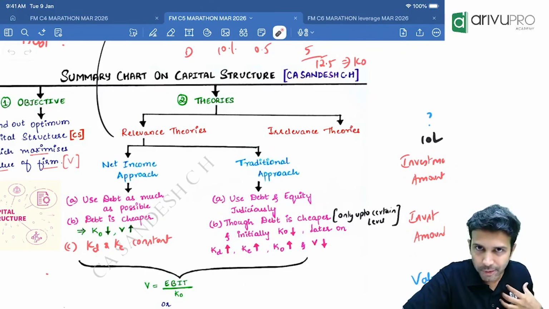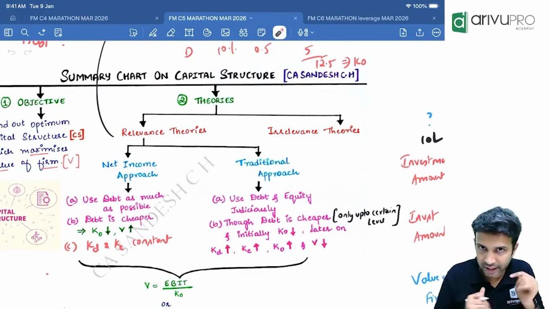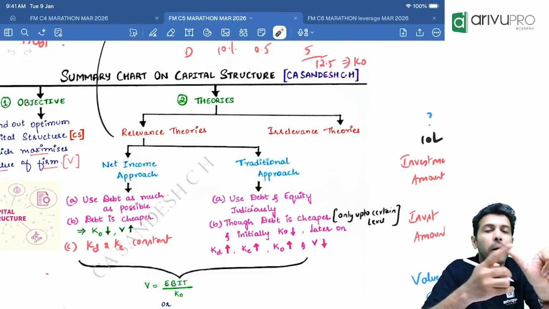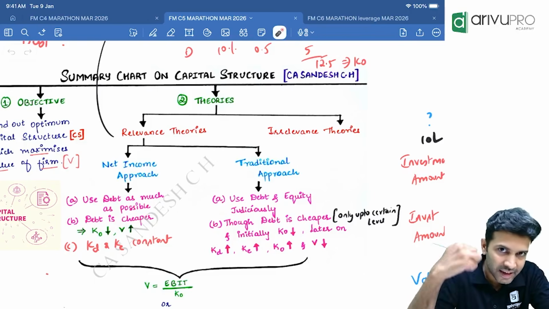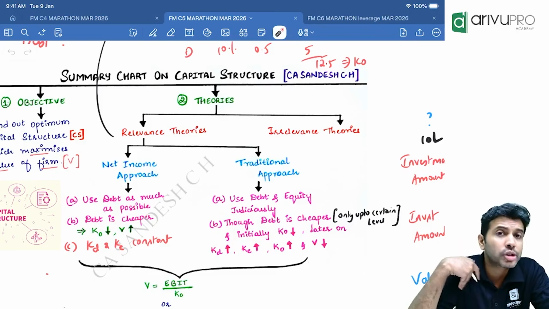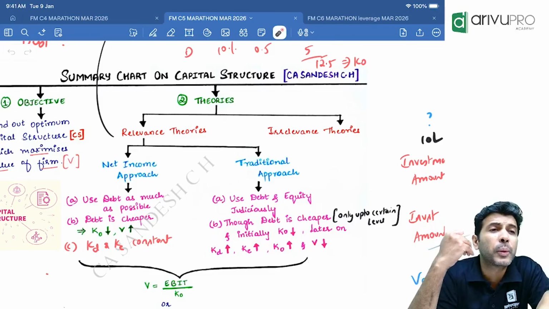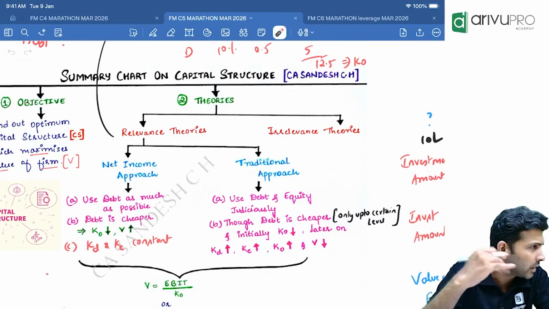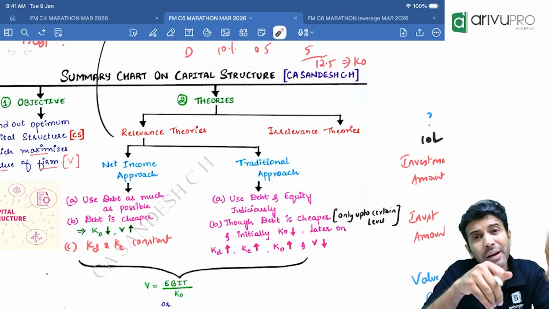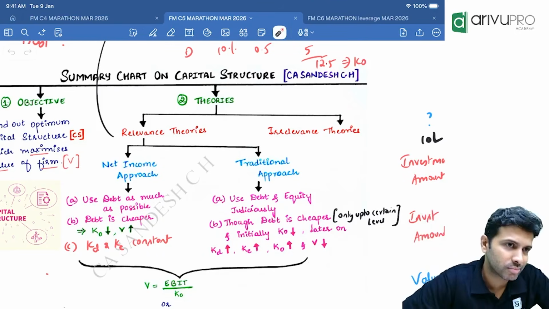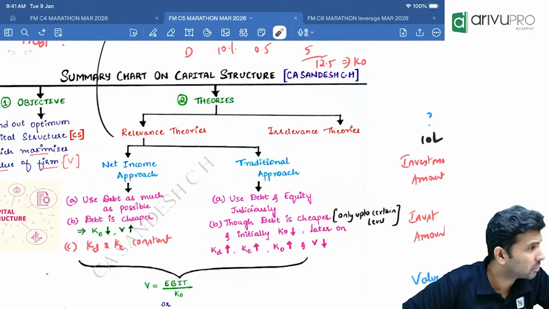If a company takes money from equity shareholders, is there any obligation to pay dividend every year? Should the company pay equity dividend every year? No. Should the company repay the money back to equity shareholders? No. So there is no obligation to pay dividend, and no obligation to repay principal. But imagine the same thing with a bank loan: every month or quarter or year I have to pay EMI.